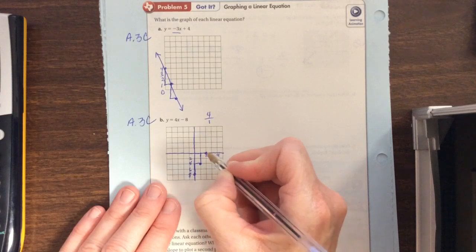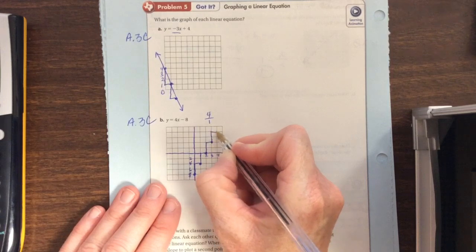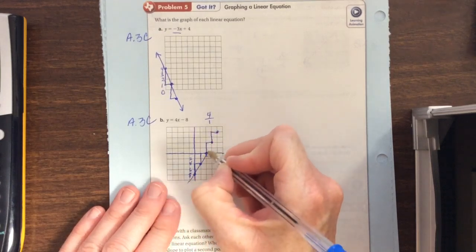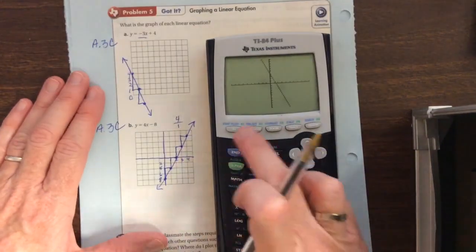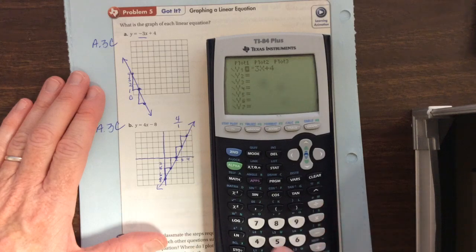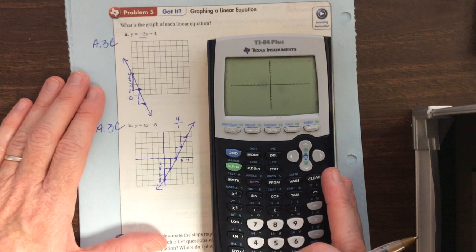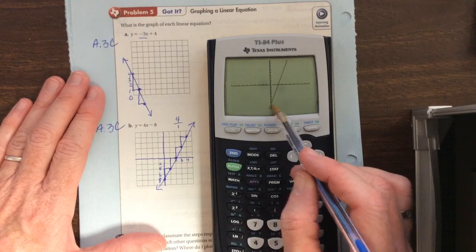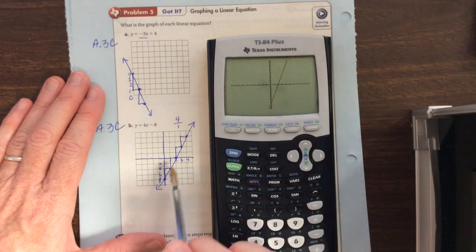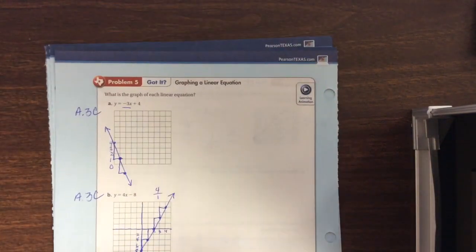Rise 4 over 1. 2, 4, 1. Okay, and now we can check it. Y equals, and we're going to put 4x minus 8 and graph. And that's perfect. We can see that it goes through the y-intercept at -8, and it also hits at 2, which ours hits at 2 as well. Good job. So we don't need to do this.